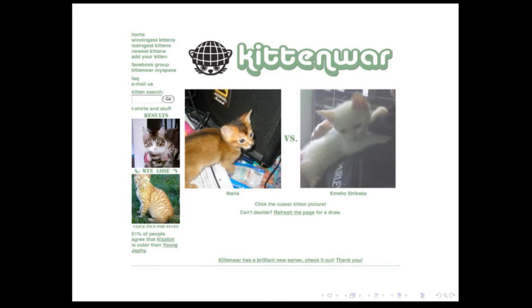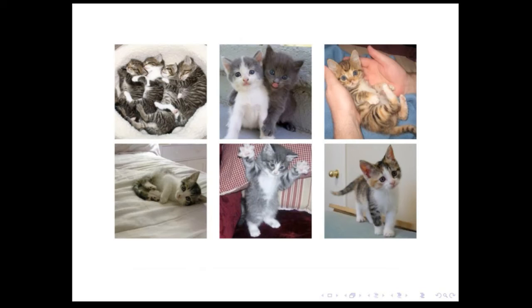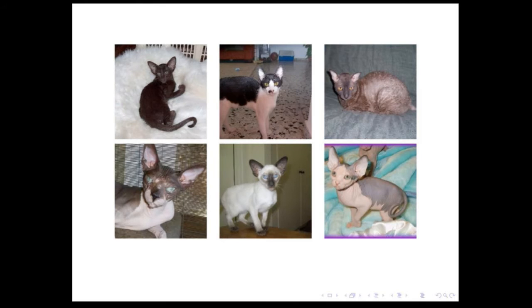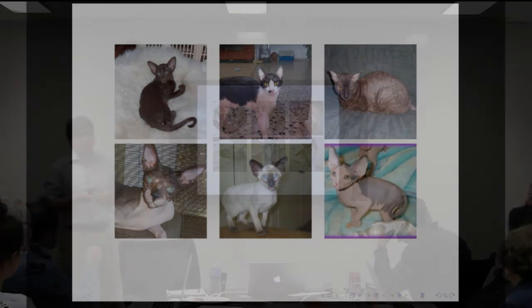If you click to see the winningest kittens, this is what you get. Yeah, it's pretty cute, right? And if you click to see the losingest kittens, this is what you get. Yeah. Okay. So this very enjoyable response mechanism is able to detect this very real social signal.